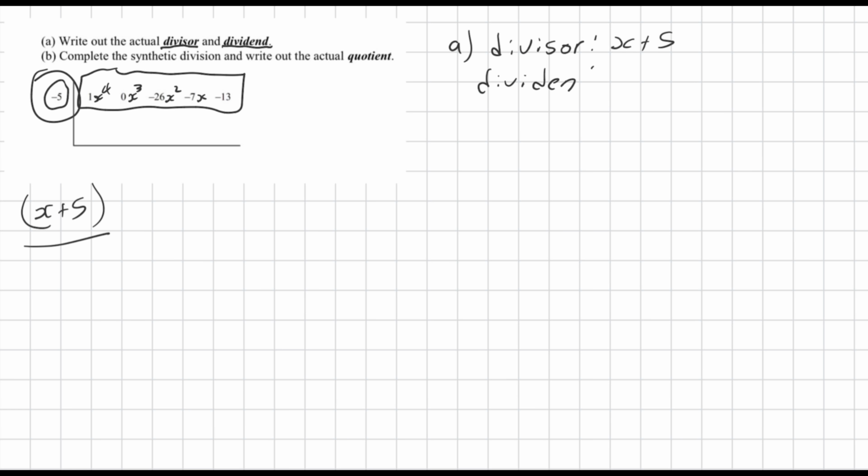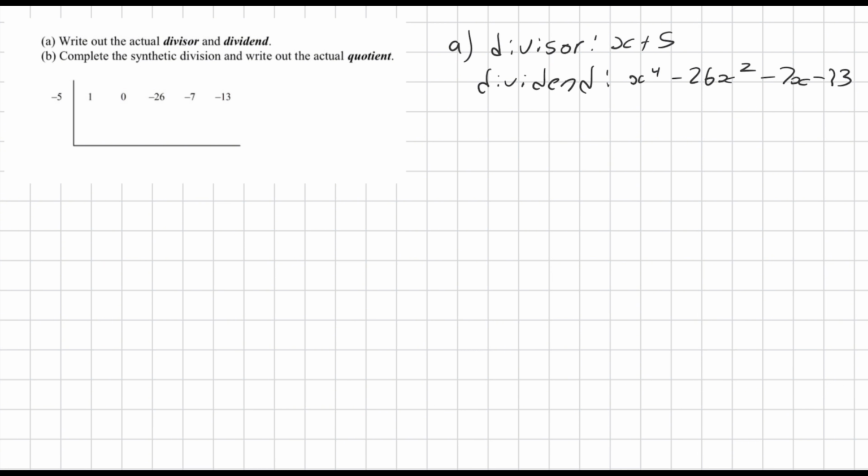And then our dividend is what is being divided. So that would be here. So it would be x to the 4. We don't have to do this one because 0 times anything is just 0. So we just skip that and we go to the next one. So it'd be negative 26x squared, negative 7x, negative 13. Okay.